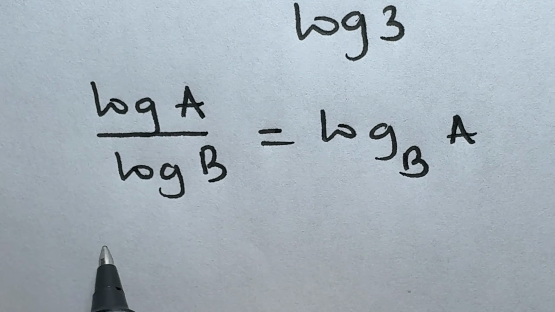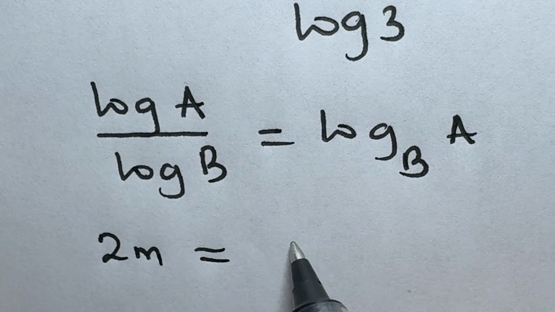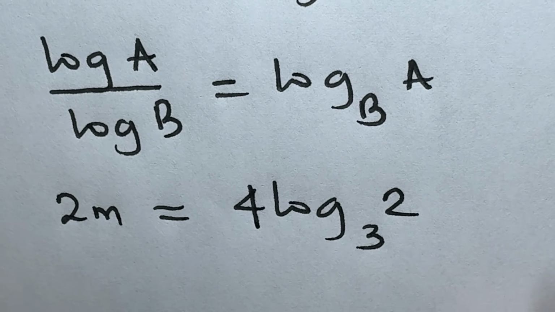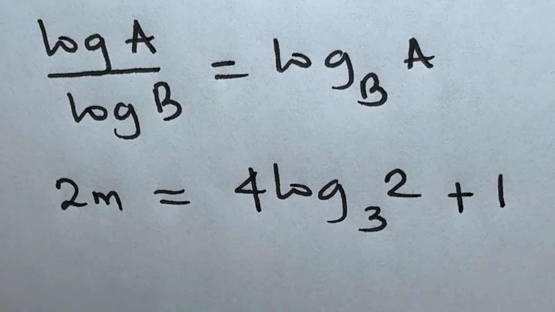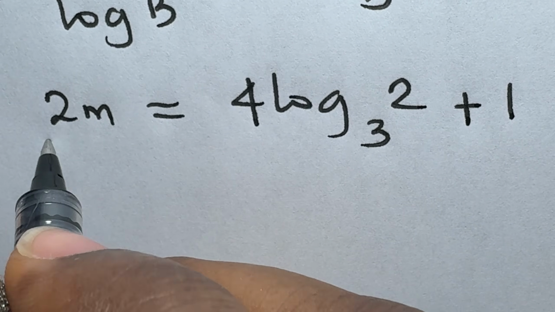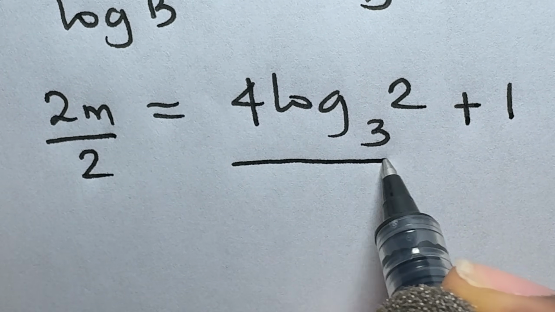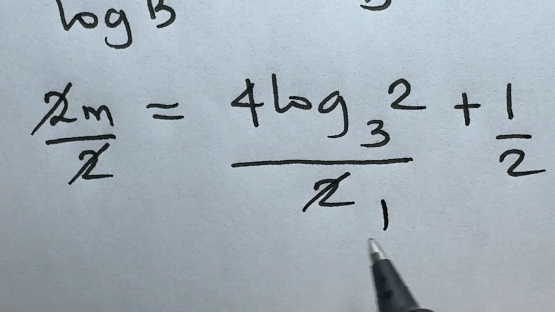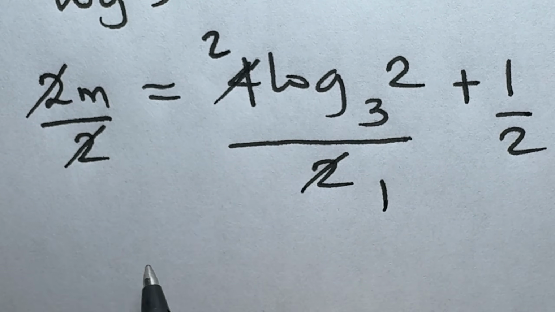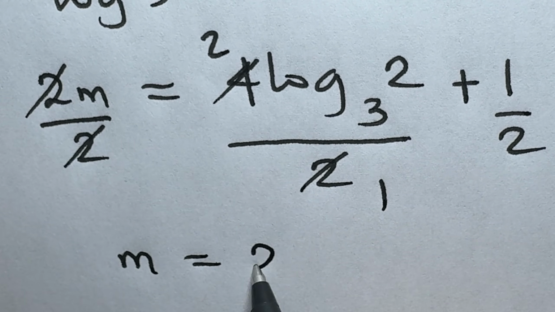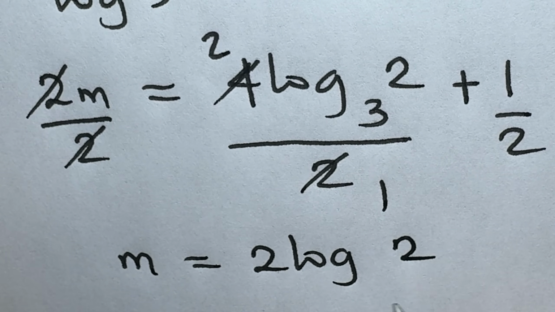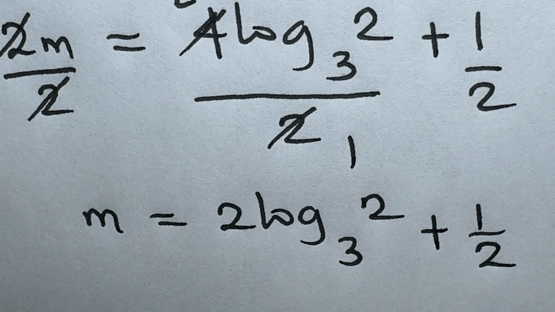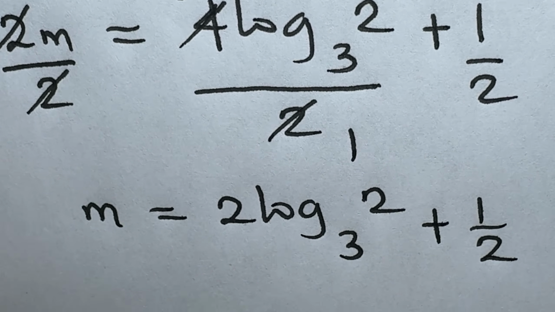And we can write 2m as 4 log 2 base 3, then plus 1. To finally solve for m, I'll divide both sides by 2. So that this cancels this. 2 here is 1, 2 here is 2, and m becomes 2 log 2 base 3 plus 1 over 2. This is how to solve this kind of problems.